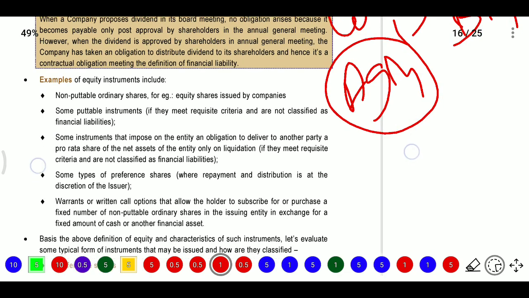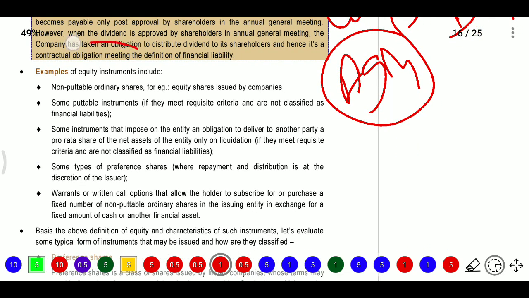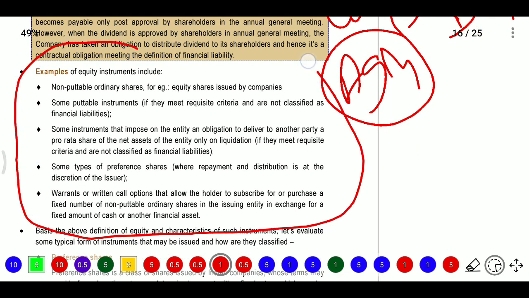There may be some examples of equity instruments. Non-puttable ordinary shares, that is, equity shares issued by the company, are equity instruments. Some puttable instruments, if they meet the requisite criteria and are not classified as financial liabilities, are also known as equity instruments.